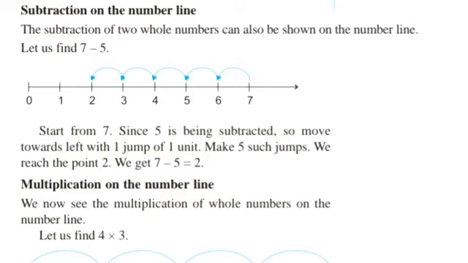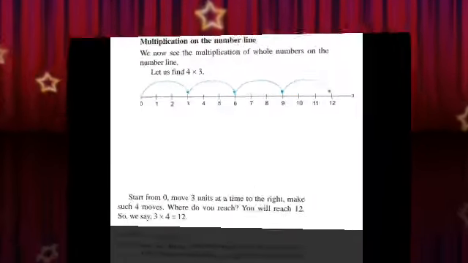The subtraction of two whole numbers can also be shown on the number line. Let us find 7 minus 5. Observe the number line. Start from 7 since 5 is being subtracted. So move towards left with one jump of 1 unit. Make 5 such jumps. We reach the point 2. So we get 7 minus 5 is equal to 2.